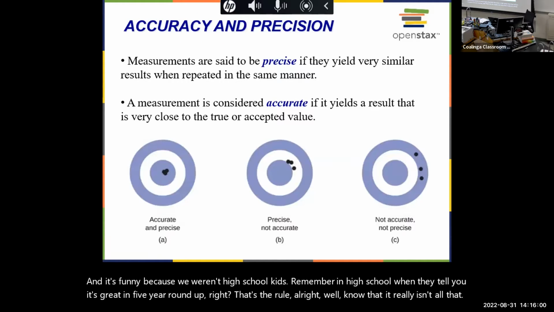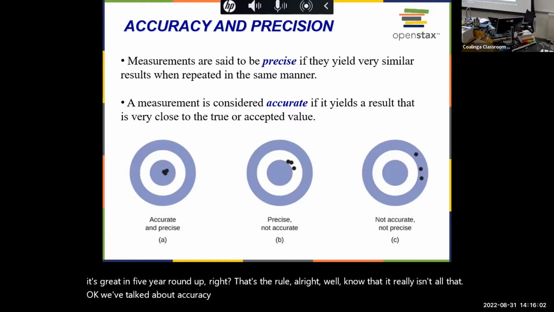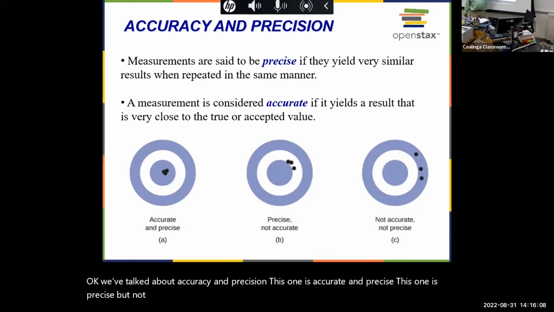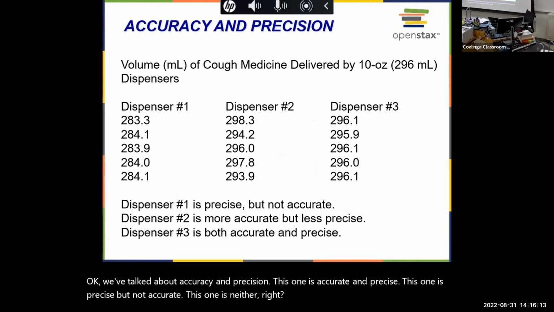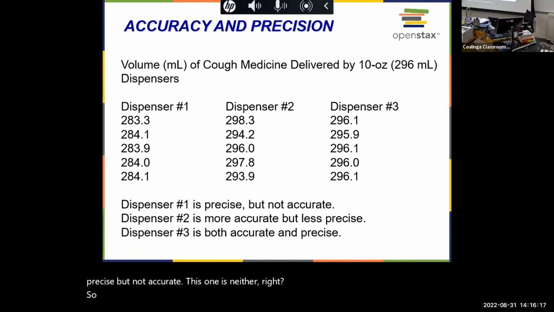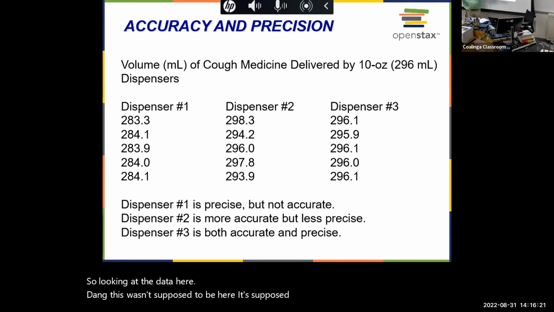Okay, we've talked about accuracy and precision. This one is accurate and precise. This one is precise, but not accurate. This one is neither, right? So, looking at the data here. All right, so it's supposed to be here. It's supposed to pop up after. Pretend that it isn't here.